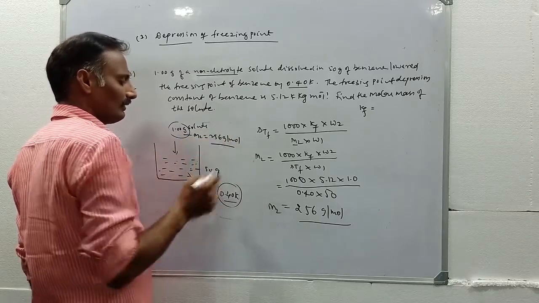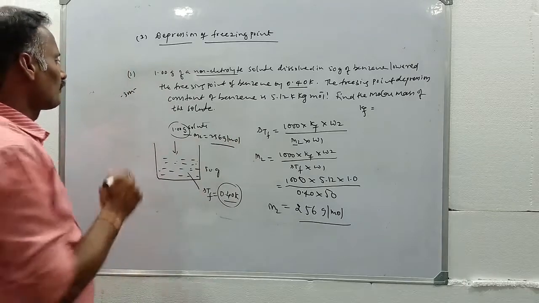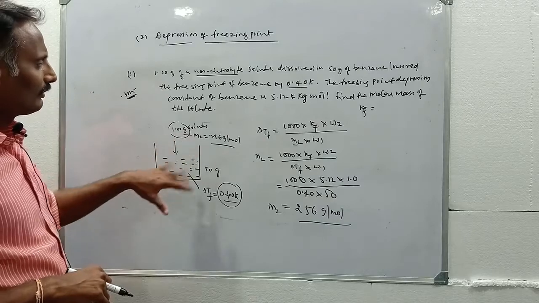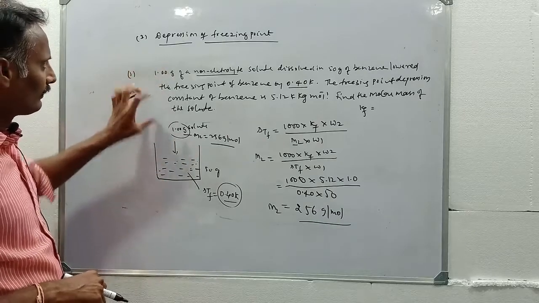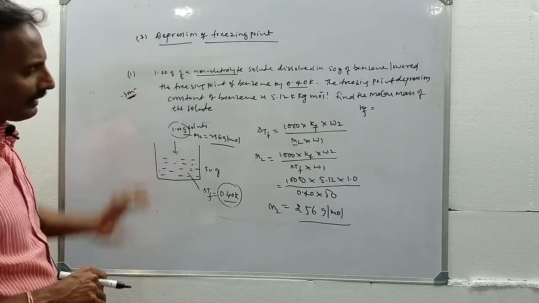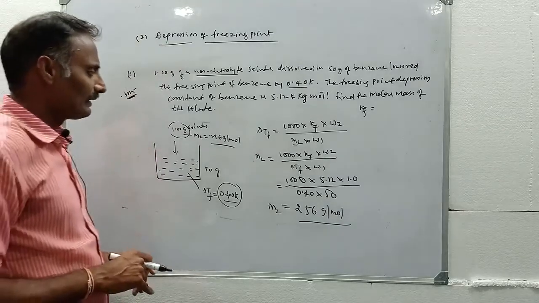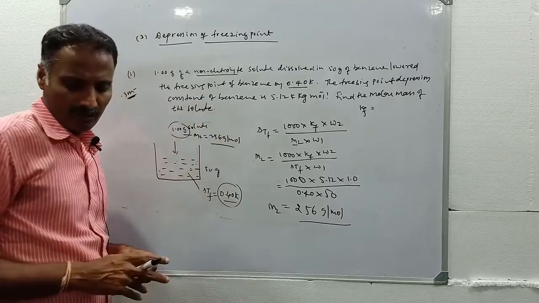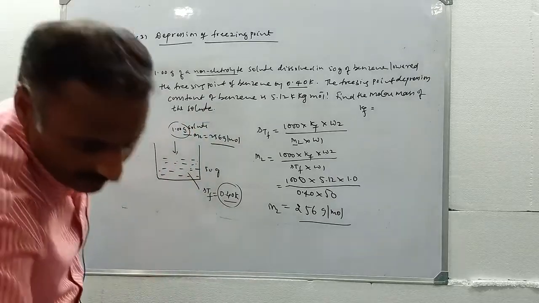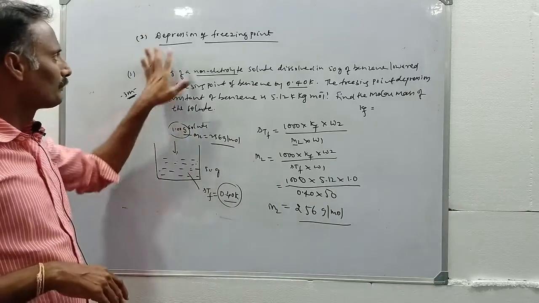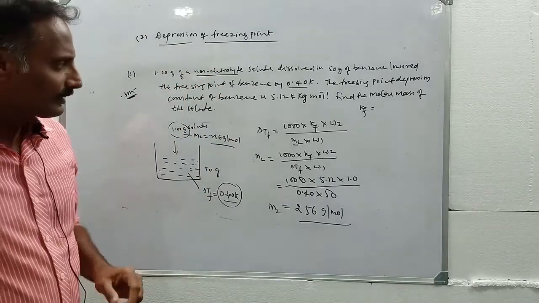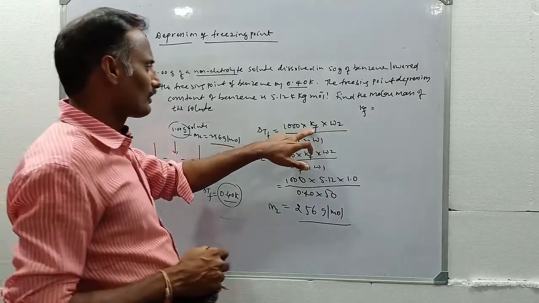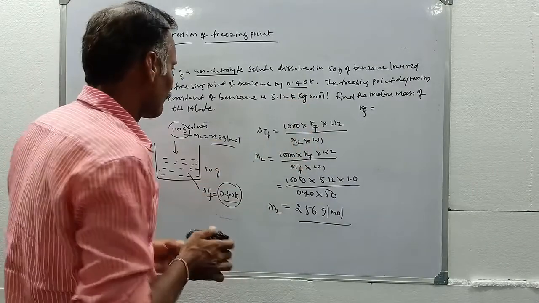This is one of the important problems. This type of problem is asked in examinations, and we must practice many problems on depression of freezing point, elevation of boiling point, or relative lowering of vapor pressure. These problems are very important from the exam point of view for solutions. Next, this is about depression of freezing point, and Kf is nothing but the cryoscopic constant, and the cryoscopic constant unit is Kelvin kg per mole.